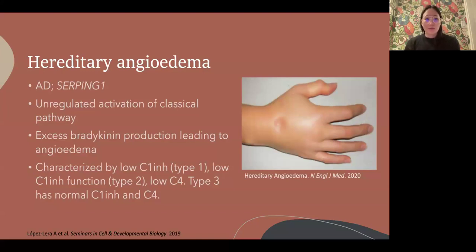So it results in this unregulated activation of the classical pathway. It leads to excess bradykinin production and angioedema. Here you can see the pitting edema of a hand. It can also happen in the extremities, the face, with abdominal pain. And there are different lab values that you check for. So the C1 inhibitor level and function, depending on what type you have, either will be low. You'll have a low baseline C4, which gets lower during an acute attack. And then there's also this type 3 that's a bit mysterious that has a normal C1 inhibitor and C4.